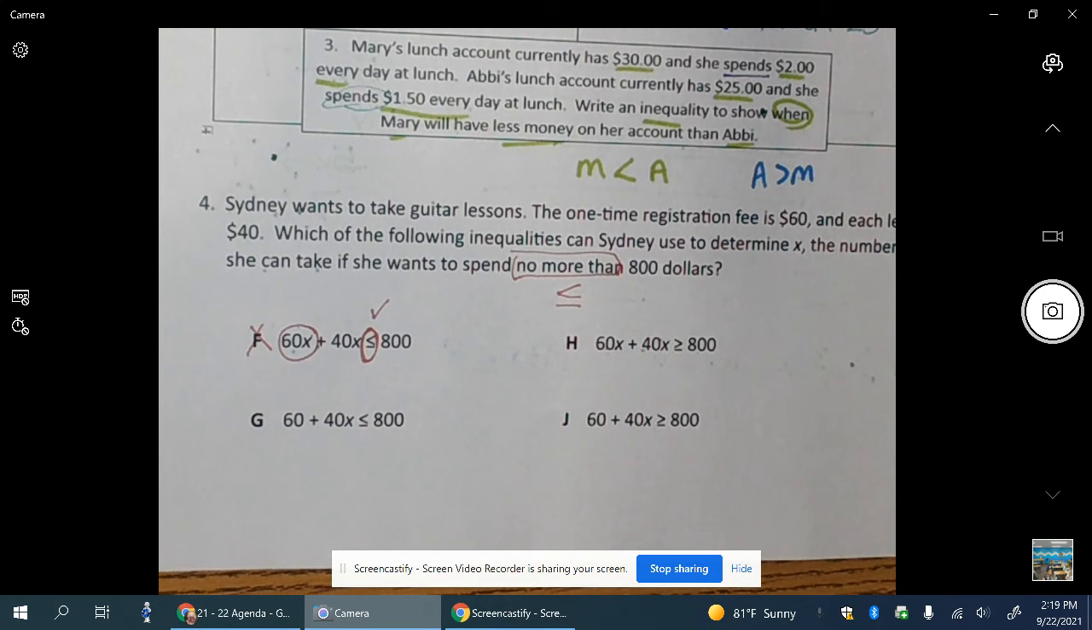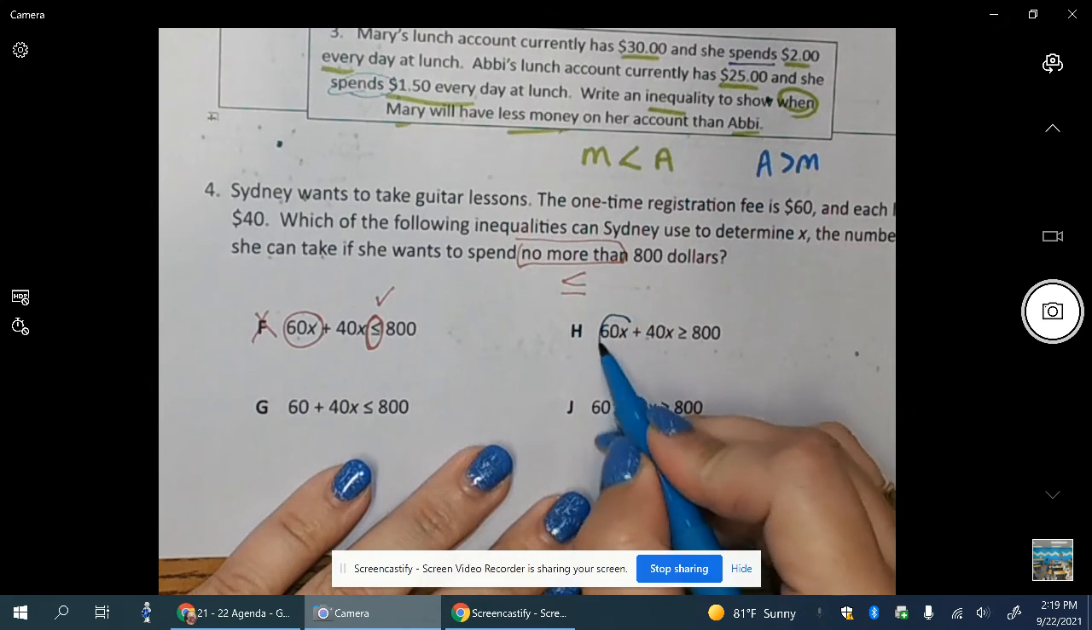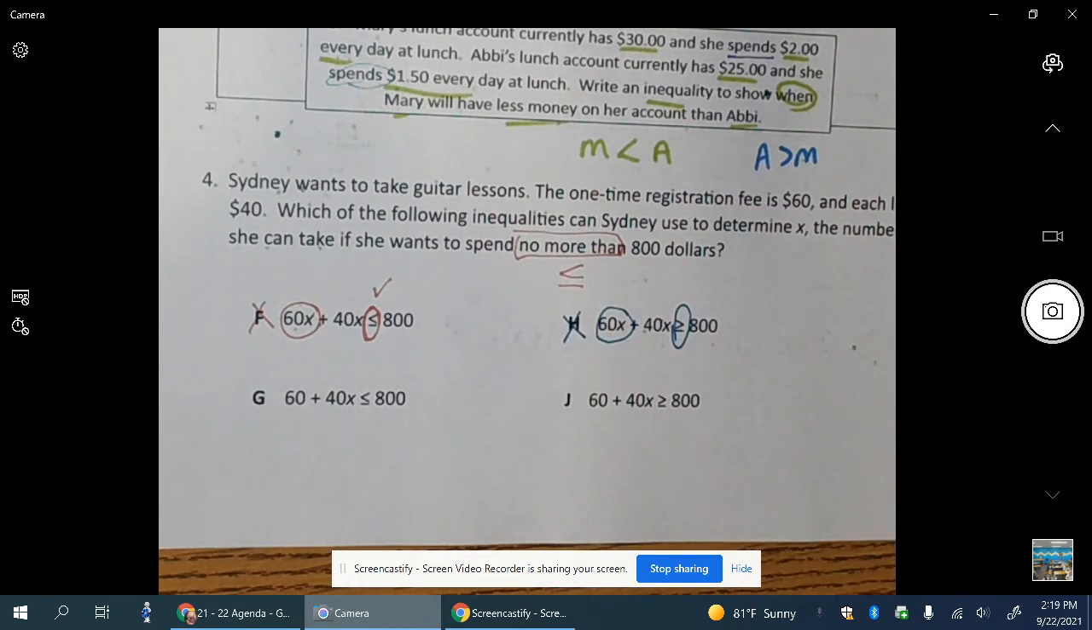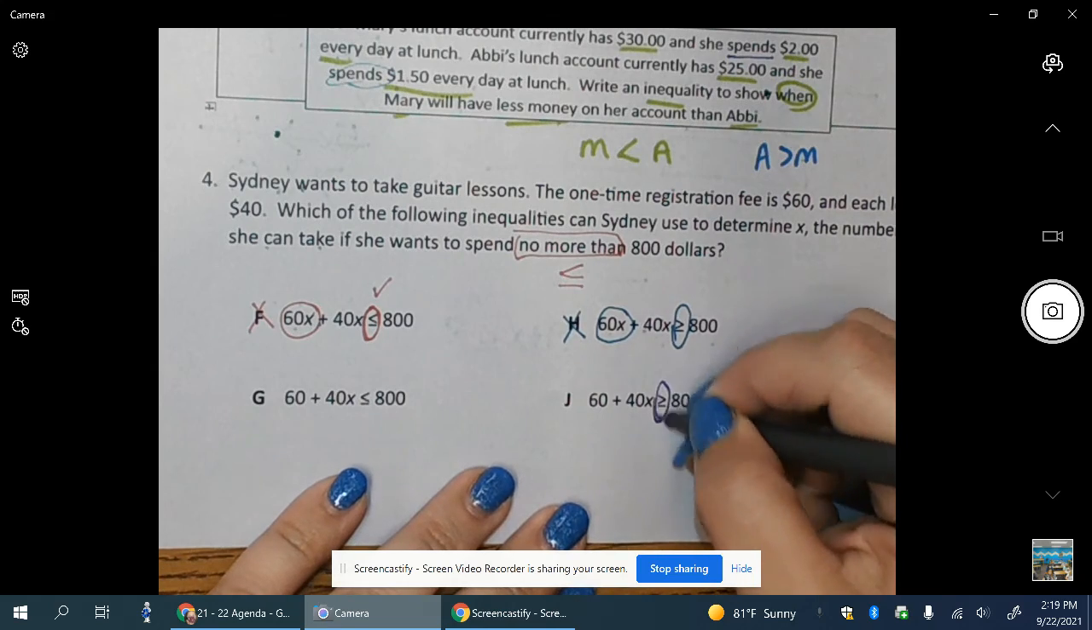So the sign is right. Okay, on H, what's wrong? It has 60x. What else is wrong on H? And the sign is wrong. Okay, what's wrong with G? The sign is correct. Okay, maybe it's right. What's wrong with J then? The sign's wrong.